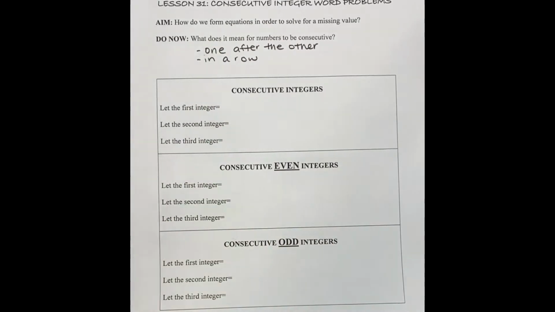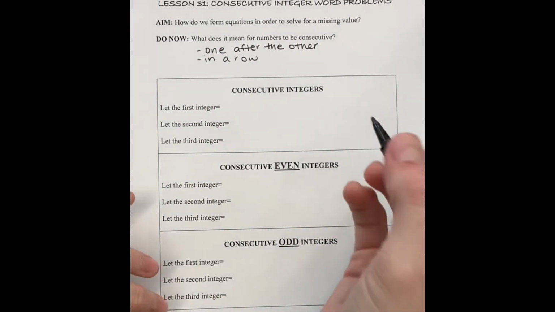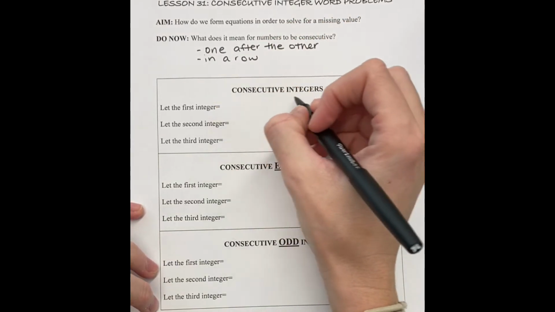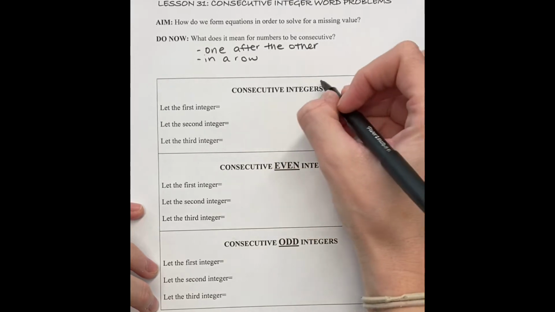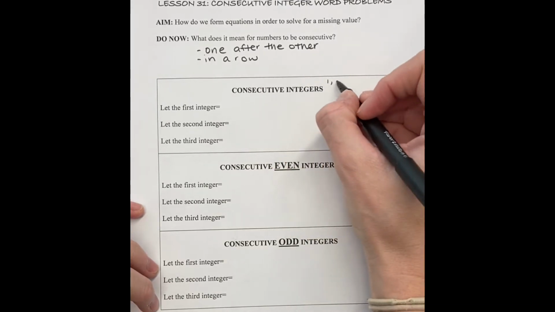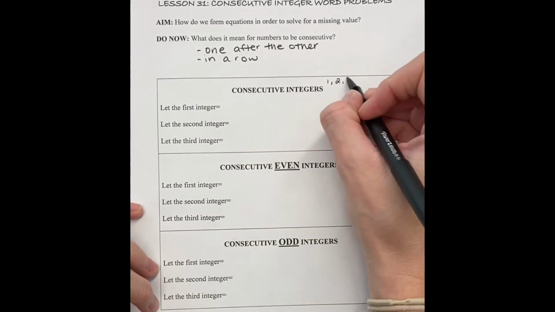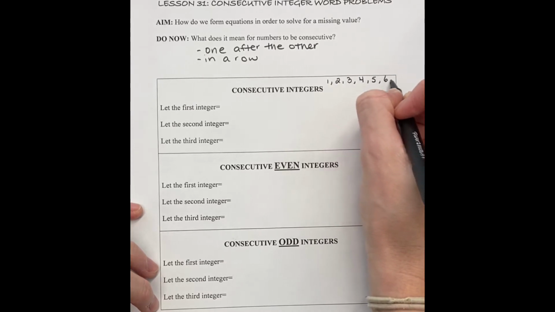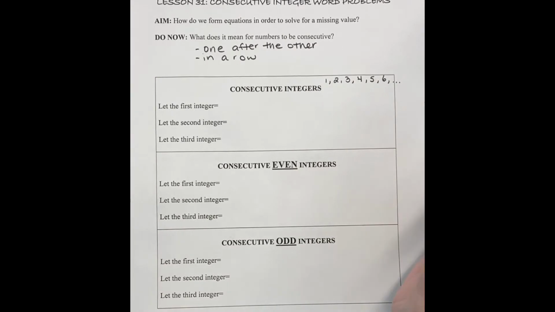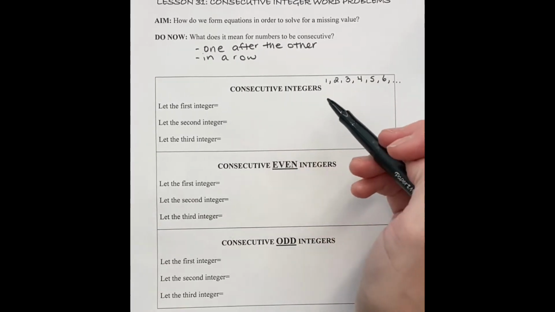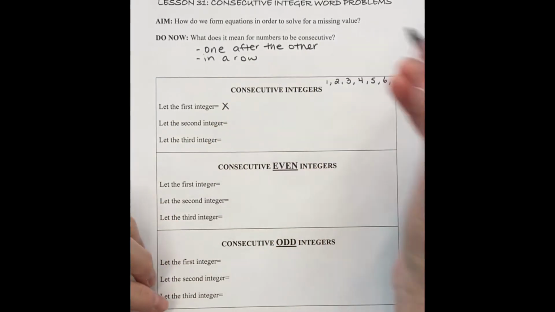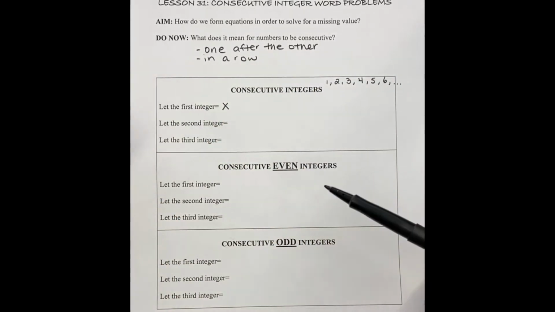So if we're talking about integers that are consecutive, so if our first integer is 1, then the next integer would be, I'm going to write this on the side. What comes right after 1 is 2, then 3, then 4, 5, 6, and so on. So if I'm not telling you what an integer is, though, I'm not going to tell you it's 1. We're going to tell you it's x. What would I need to do to x in order to get the next integer?